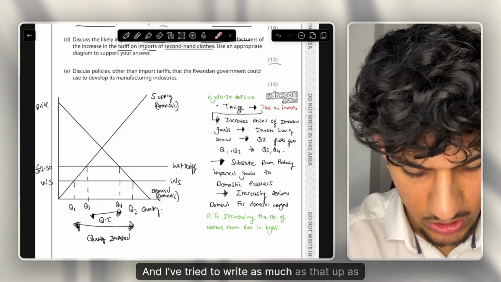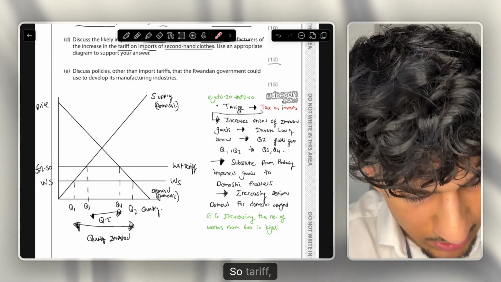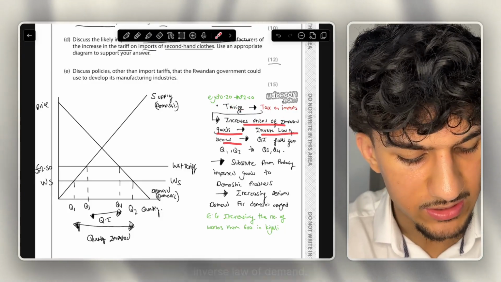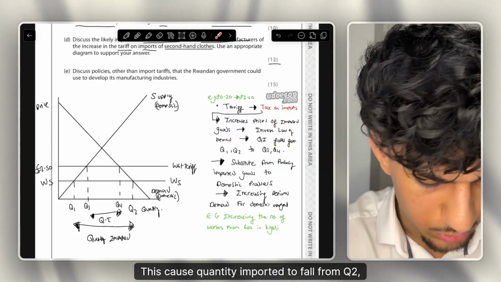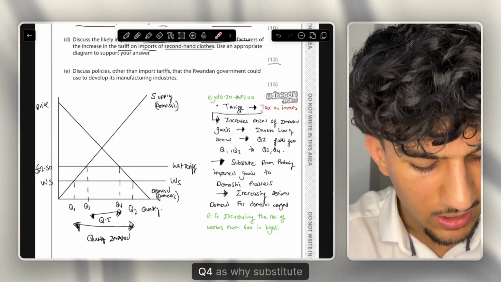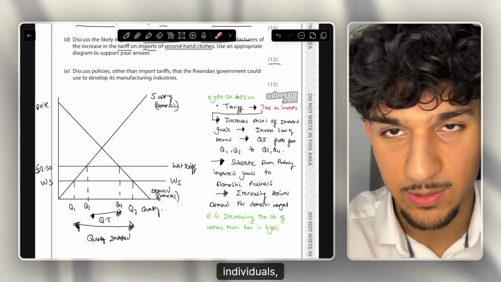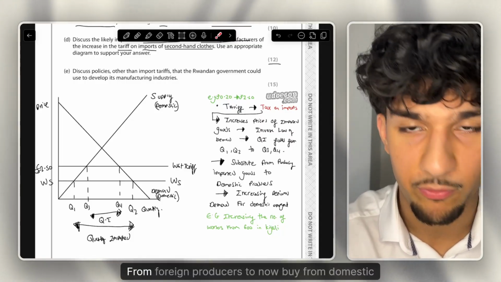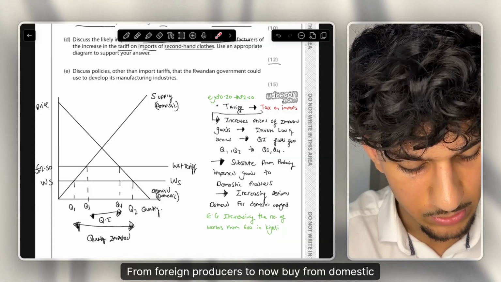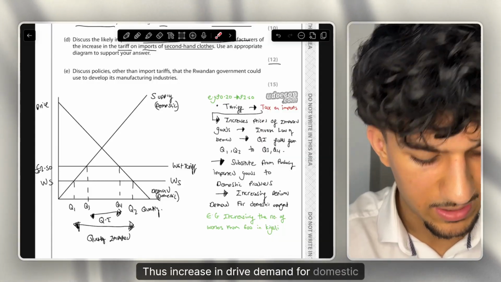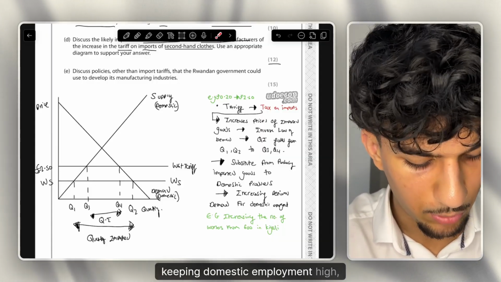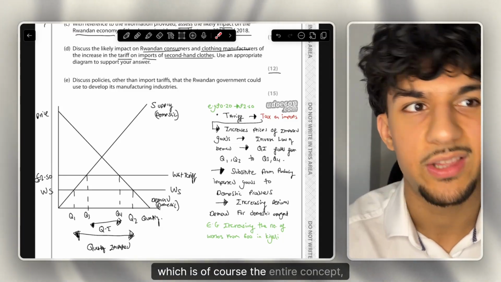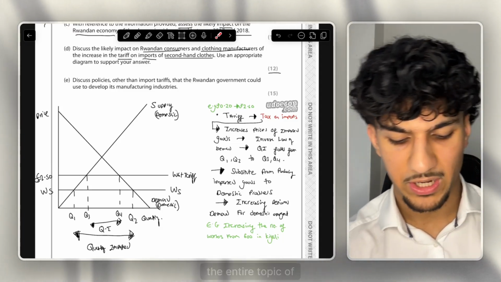And I've tried to write as much of that up as possible, as briefly as possible. So tariff, tax on imports. What does that do? Increase the price of imported goods due to the inverse law of demand. This causes quantity imported to fall from Q1, Q2 to Q3, Q4. As such, domestic consumers substitute from buying imported goods from foreign producers to buying from domestic producers, thus increasing derived demand for domestic employment, keeping domestic employment high, having massive positive effects on the domestic economy, which is the entire concept, the entire topic of protectionism.